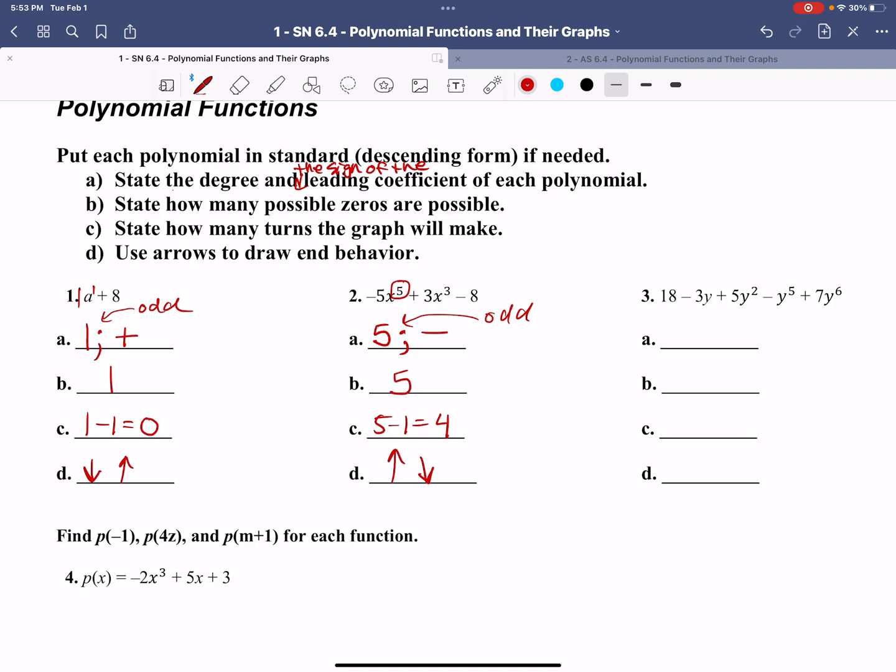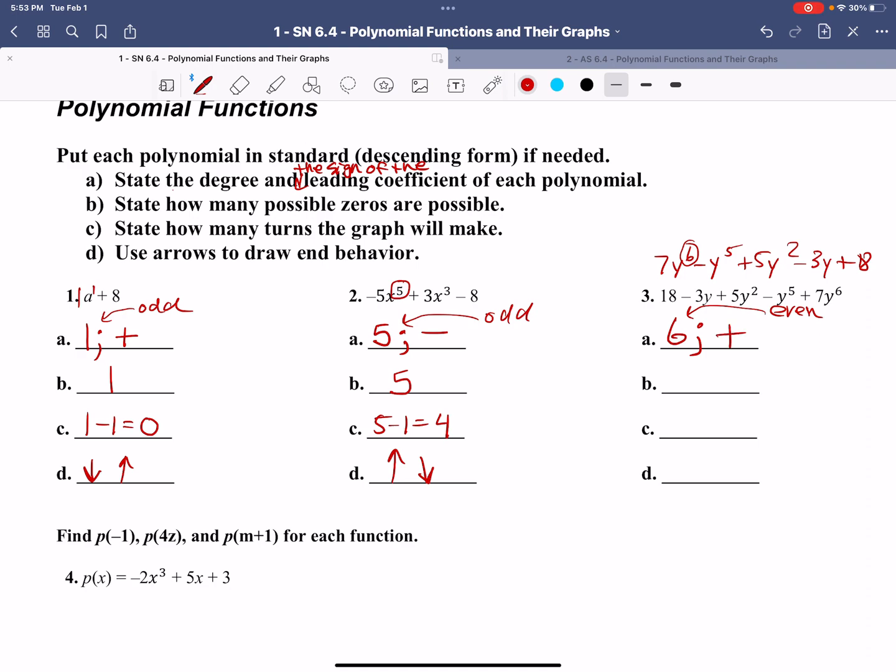Okay, number 3, put these in descending form. So descending form is going to be 7y to the 6th minus y to the 5th plus 5y squared minus 3y plus 18. Okay, and this right here is a y. State the degree. The degree is this 6. So that is even, and it is positive.